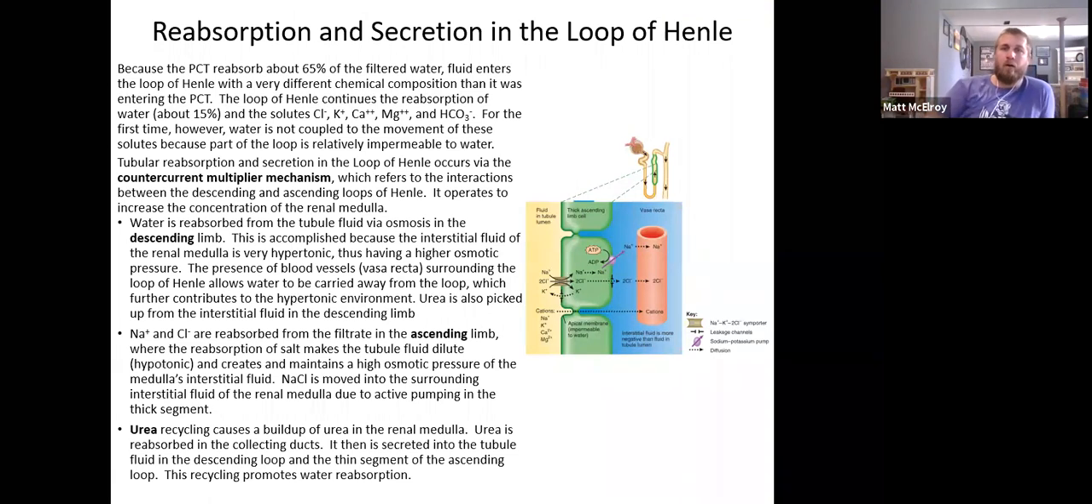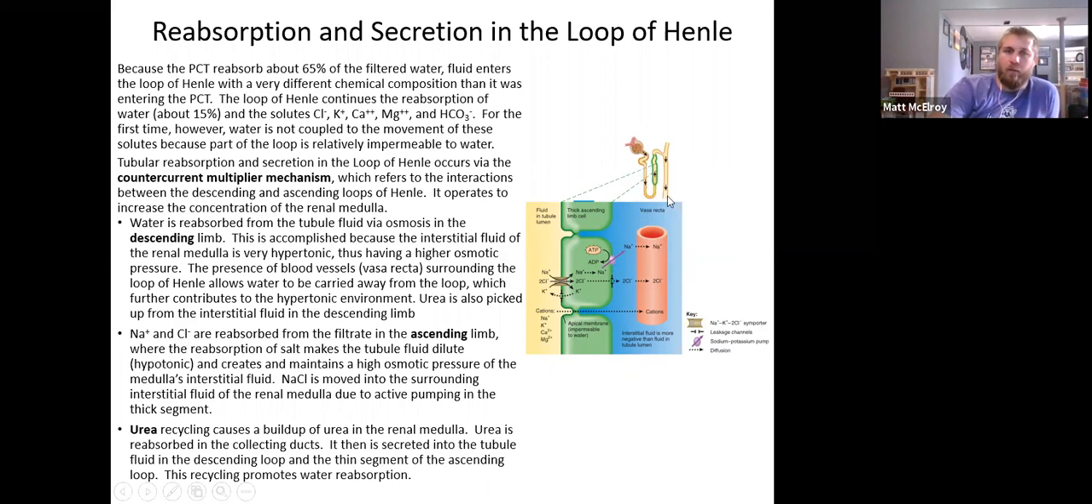Now, that was all in the proximal convoluted tubule. We haven't got very far because there's still 3 more segments to talk about. The loop of Henle, the distal convoluted tubule, and then the collecting duct. Let's talk about the loop of Henle.